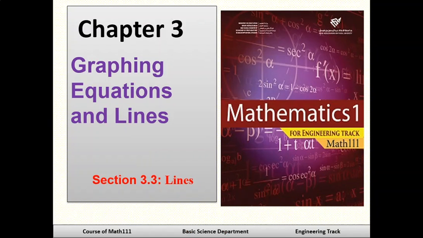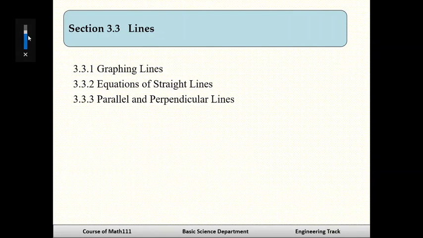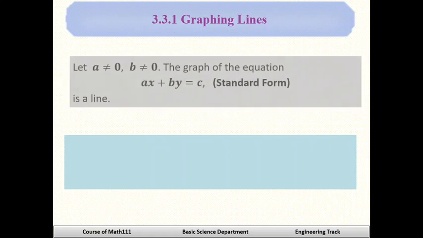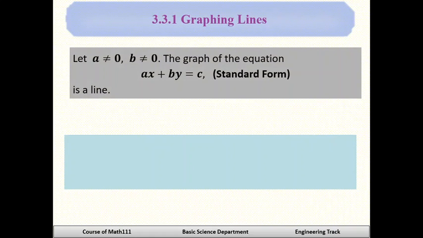Section 3.3, lines. Now, what was the how to graph the lines and equations of the lines and parallel and perpendicular lines? Now, let's start with the standard equation of a line.